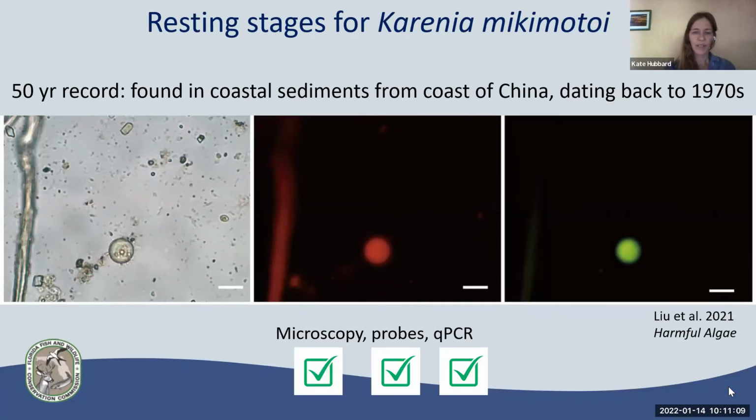This is something that we haven't yet defined for Karenia brevis, but recent research has shown that closely related species, Karenia mikimotoi, which exists globally, not just in the Gulf of Mexico, does have a resting stage. That was the first set of research, so just finding it and defining it was interesting. And then recently, this past year, another study came out that found a 50-year record of this resting stage in the coastal sediments off of the coast of China. So basically, they were able to detect Karenia mikimotoi going back to the 1970s.